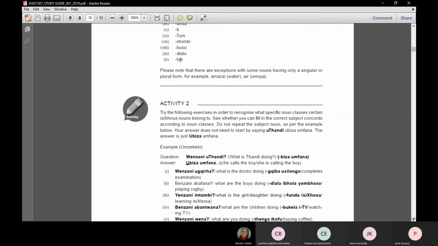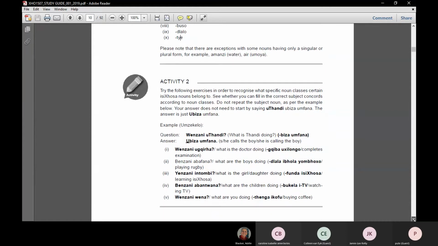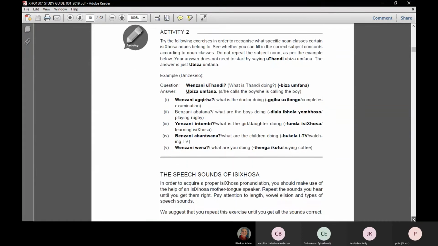So let's quickly go to, okay, if you see underneath the last number 10, you will see it says, note that there are exceptions with some nouns having only a singular or plural form. For example, amanzi, water, air, umoya, and the word ubuso, a face. So that's just what I talked about a couple of minutes ago.